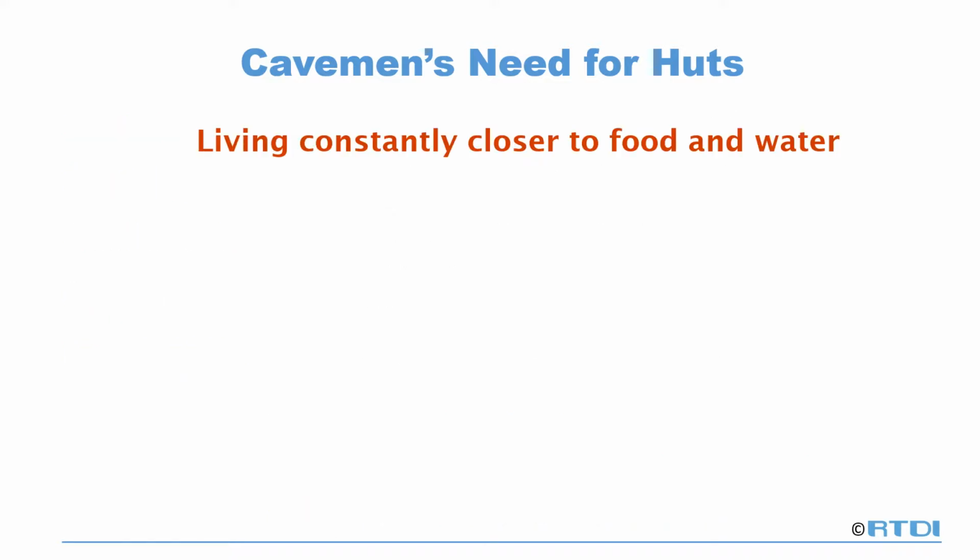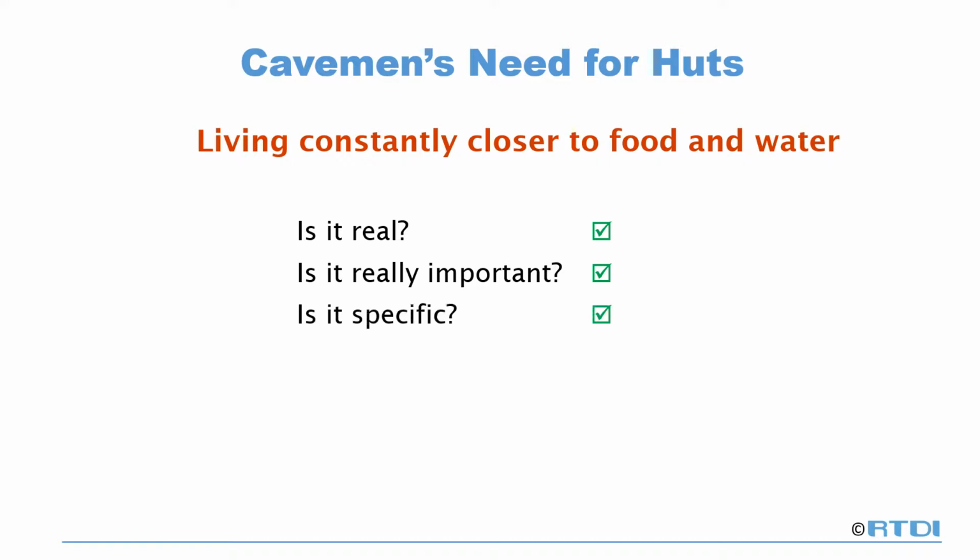So we prefer to explain the challenge, the need for cavemen to live in huts, as living constantly closer to food and water. This is real for cavemen. This is really important. This is a must-have for cavemen. It is specific, so it will prevent the why nots. And it is something worth it. It is really worth it for humanity, living as cavemen, to address the challenge of living constantly closer to food and water.